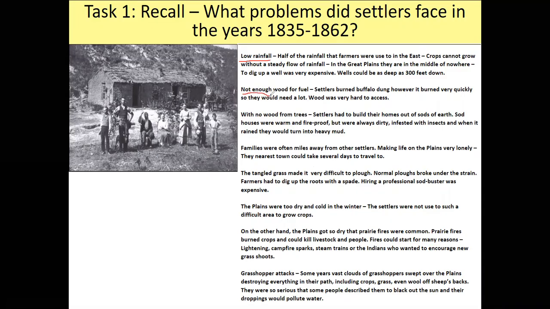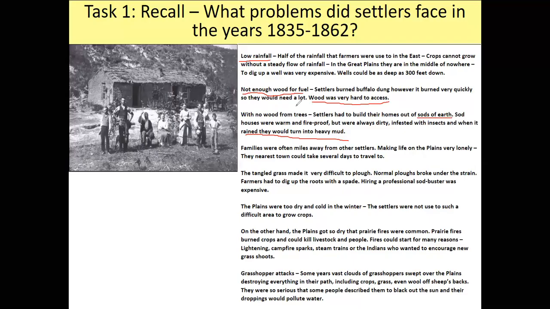Another problem is not enough wood for fuel, okay? Especially if you're in the middle of nowhere, the dusty Great Plains. Settlers did burn buffalo dung, but it burned very quickly, so you'd need a lot. Wood was very hard to access. Now, I want you to keep that in mind later when we look at the Timber Culture Act. No wood from trees, so settlers had to build their homes out of sods of earth. Sod houses were very warm and fireproof, which was good in the winter, but were always dirty, infested with insects, and if it rained quite heavily, they could turn into heavy mud. So sod houses had some positives, but also there were some significant concerns about these.